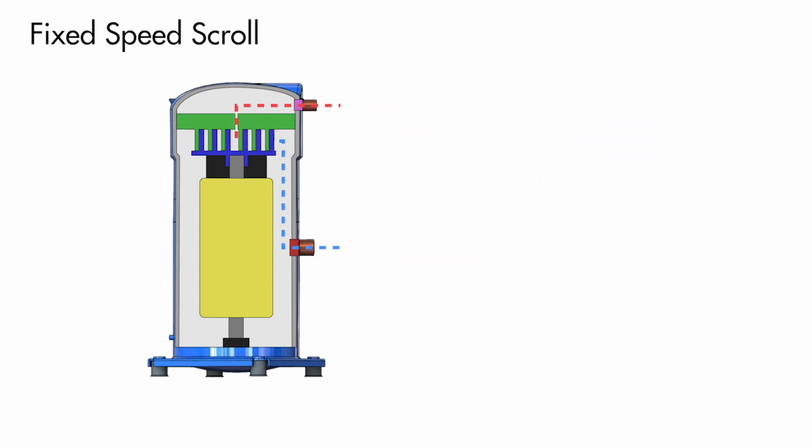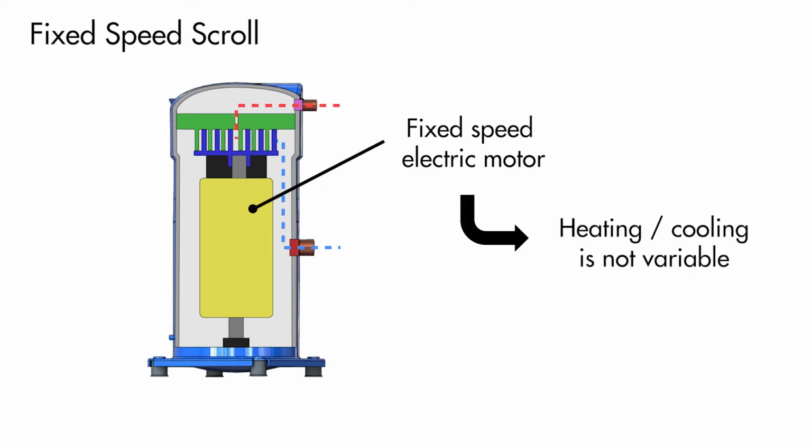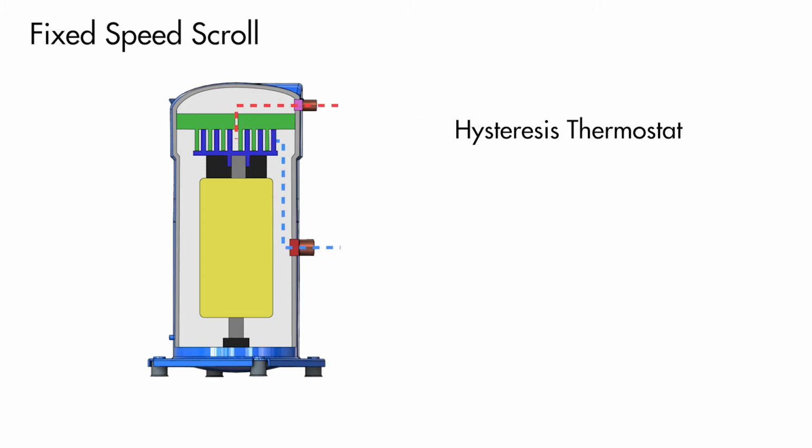Now that we understand the basics of the scroll compressor, the principle of the fixed speed scroll compressor should be pretty self-explanatory. The orbiting scroll is driven by a fixed speed electric motor. This means that the level of refrigerant compression is not variable, and the only way to change the heating or cooling output of the refrigeration system is to turn the compressor on and off. Because of this, a hysteresis thermostat is required to provide temperature control to an indoor space and to meet changes in heating or cooling demand.